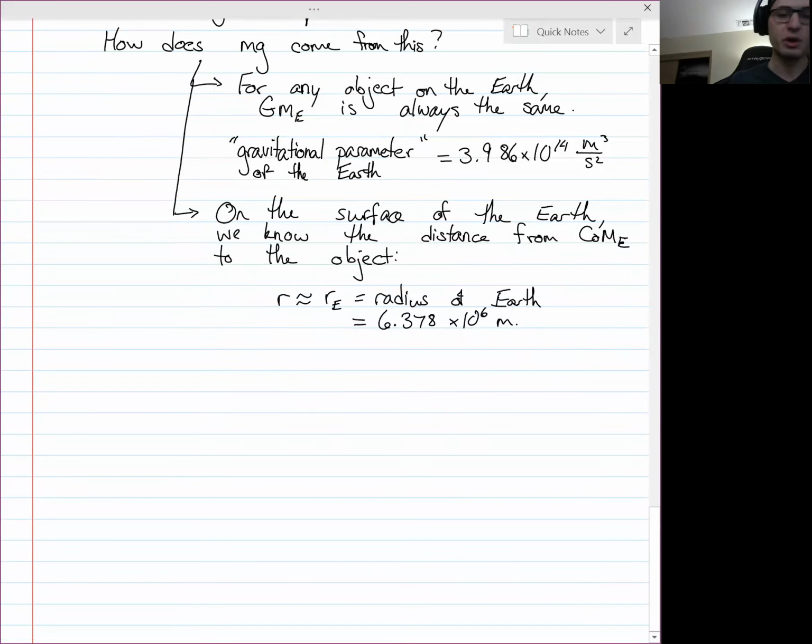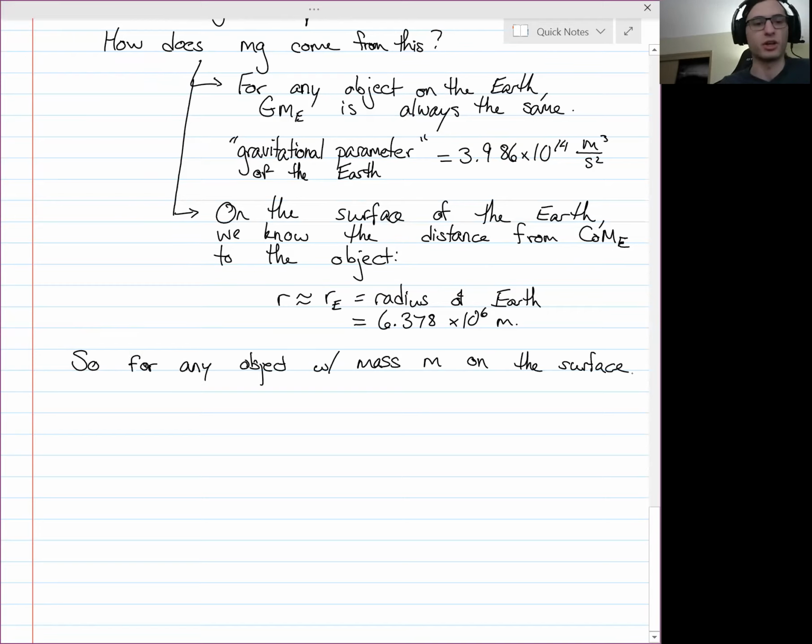Right. Let's continue. So we know the radius of the Earth, and so that will tell us the distance that an object is from the center of mass of the Earth, which is what we need to know to plug in. So for any object with mass m on the surface of the Earth, by the way, the Earth isn't perfectly a sphere. It's called an oblate spheroid, but it's a good approximation. For any object with mass m on the surface of the Earth, then we can calculate the force, right?